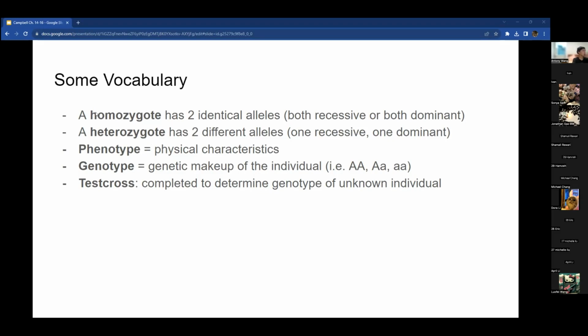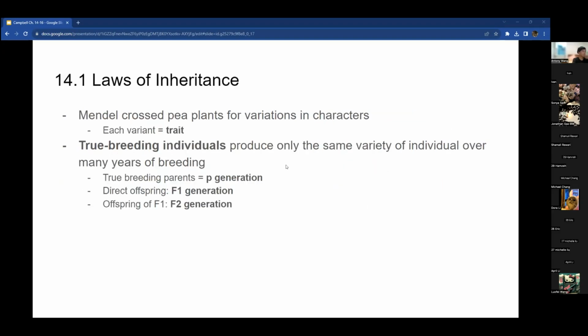Another thing, a gene. Every normal person has two copies of each gene, and one copy of a gene is called an allele. So everyone has two alleles per gene because they have two chromosomes. Genotype, test cross. Well, test crosses we'll go over in a bit. So, laws of inheritance. A little bit about Mendel.